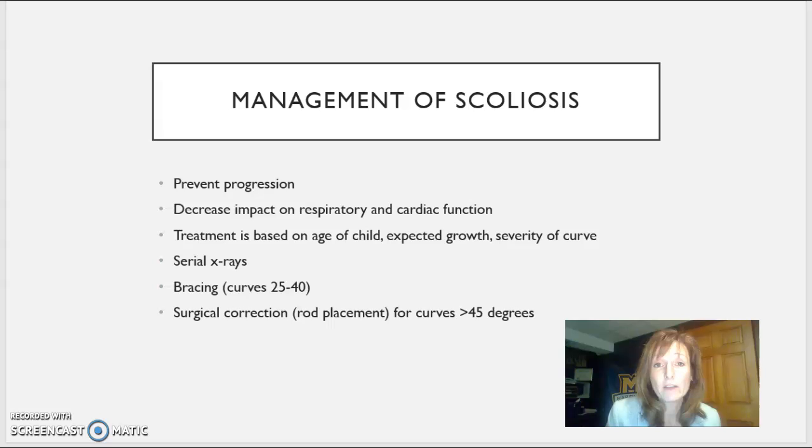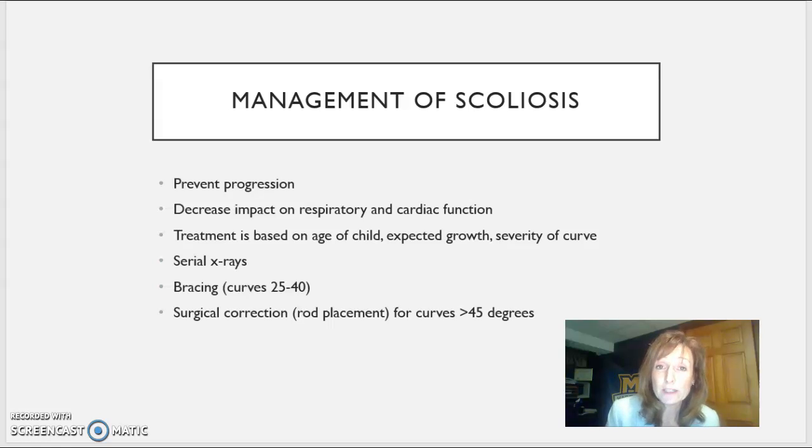We need to make sure that the heart and lungs are not impacted. Because think about it, if the scoliosis is significant, it could be limiting the space or crunching the heart and the lungs and could decrease their function. We also want to make sure that the treatment is based on the child's age and, of course, as I stated earlier, the expected growth. Also, the severity of the curve. If the child just has a 5 to 10 degree curve, that is going to be different than if a child comes in with a 40 degree curve. So this child has a 25 degree curve.